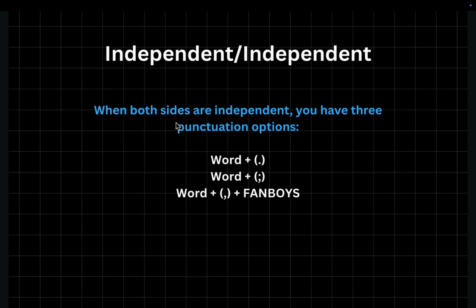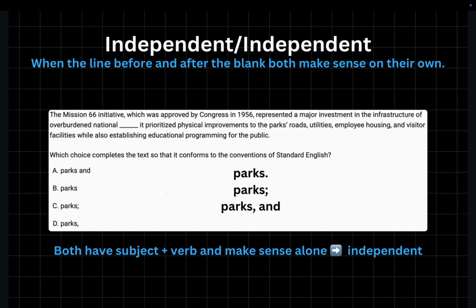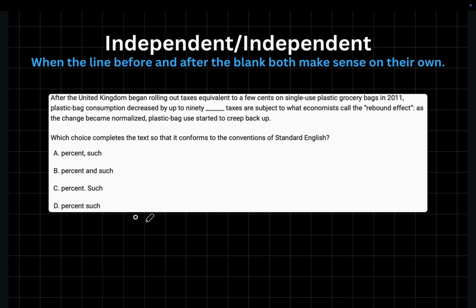When both sides are independent or when it is in the independent format, you have three punctuation options: word plus period, word plus semicolon, word plus comma plus fanboys. Fanboys are for, and, nor, but, or, yet, so. So you could write parks period or parks semicolon or parks comma and. And over here we have parks semicolon, so you'll pick that choice. So choice C.